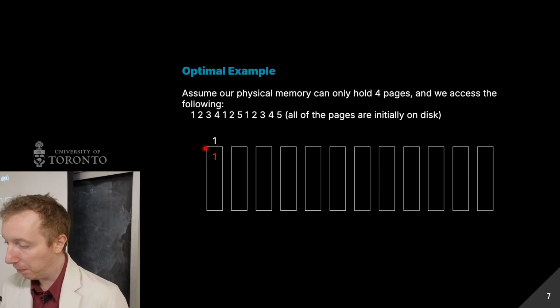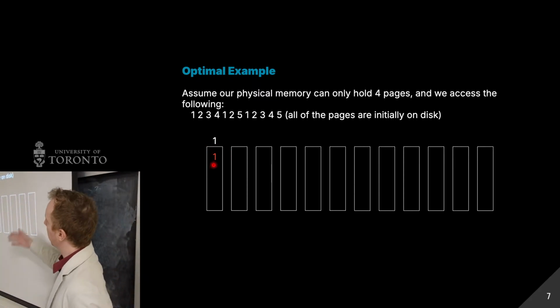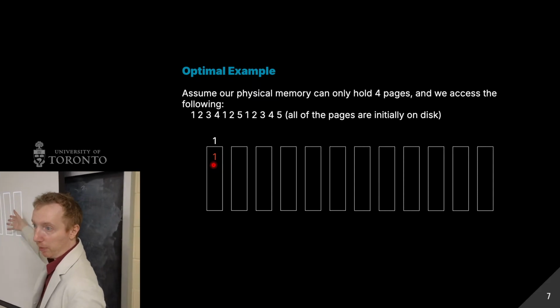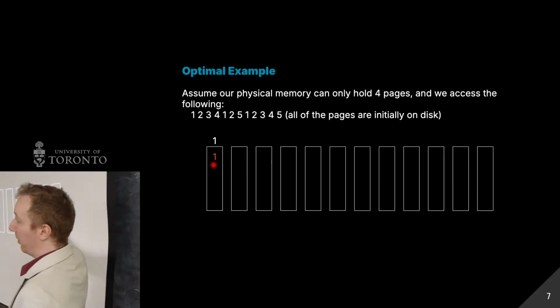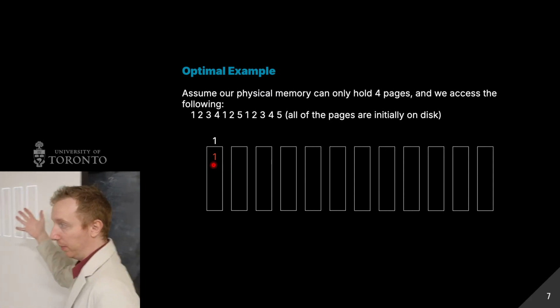So I put a 1 in here in memory, and I put it in red because it had to come from disk into memory. So everyone okay with that? All right, the next 3 steps are going to be very boring.